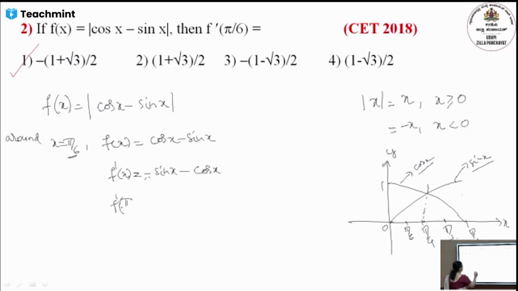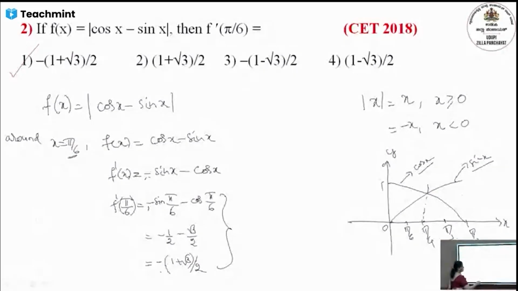Otherwise, you have to do f dash of pi by 6, which is minus sine pi by 6 minus cos pi by 6. Sine pi by 6 is half, cos pi by 6 is root 3 by 2. Take out minus half, it is 1 plus root 3, divided by 2. But if you have used the logic, you could have saved the time in writing and doing this much work.